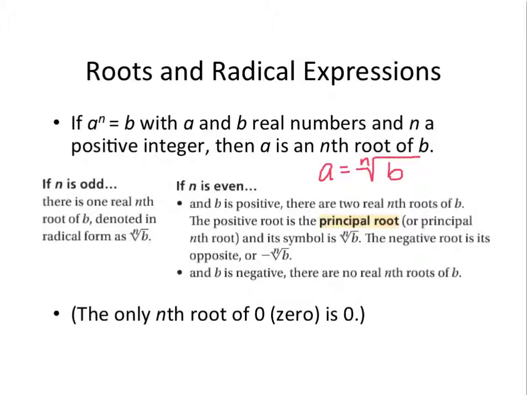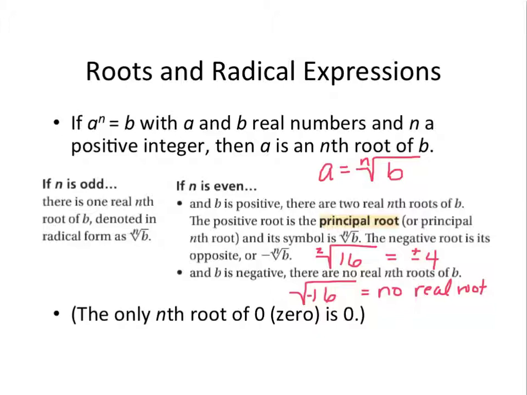If n is even and b is positive, there are two real nth roots. Now this goes to our plus or minus rule. The positive root is the principal nth root, and its symbol is the nth root of b. The negative root is the opposite. All that says is like saying the square root of 16, because of the invisible 2 sitting here, which is even, is actually plus or minus 4, not just positive 4 and not just negative 4. And if b is negative, say the square root of negative 16, no real root exists. So that's all that is saying.